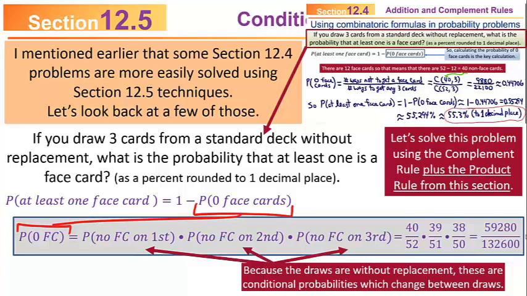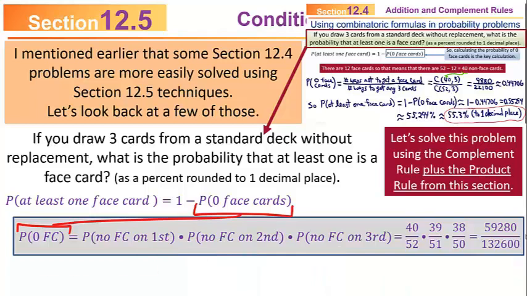1 decimal place. So we're going to have to change this to a decimal. So this is probably a good time to do it. You really have the probability of getting at least one face card being 1 minus the probability that you don't get any face cards, and we just calculated that to be 59,280 over 132,600. Probably a good time to change that fraction to a decimal. We're going to change the answer to a percent, and then we're going to round it.